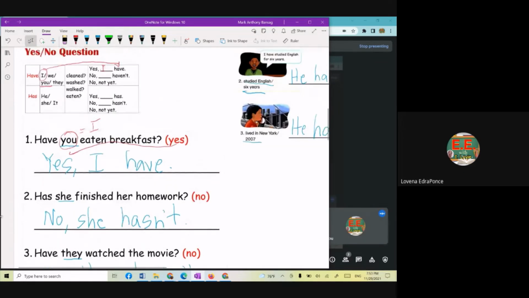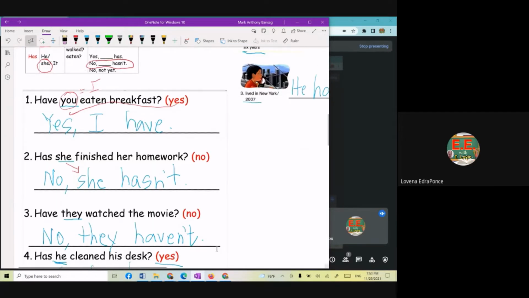And for number 2, has she finished her homework? Say the answer is no. So no, this one is she. If you're going to use she, that one is has or hasn't. Since it's no, we're going to use this one. No, she hasn't. Right?